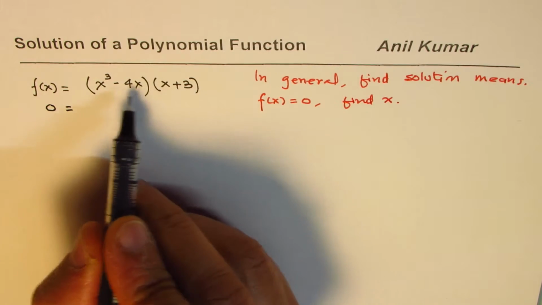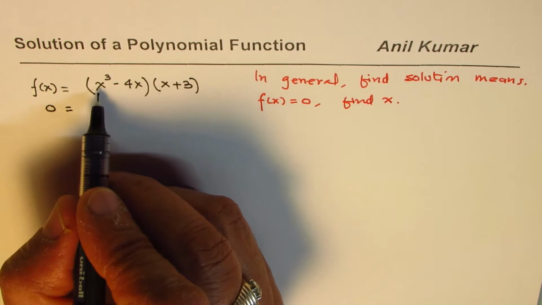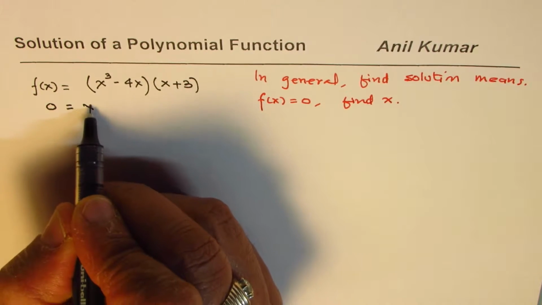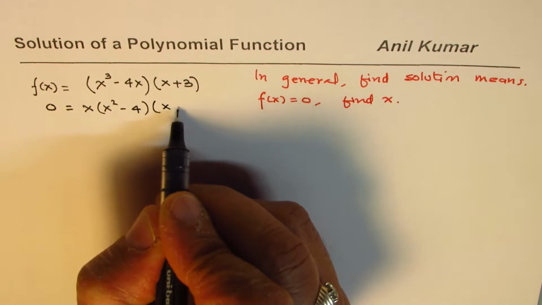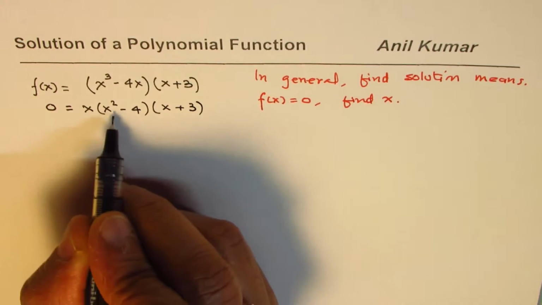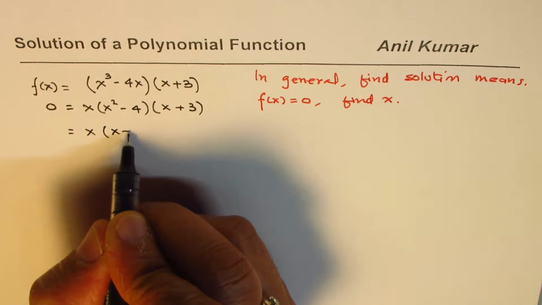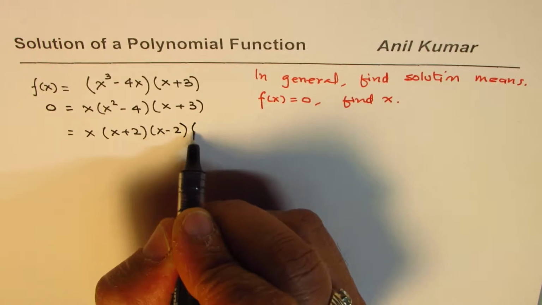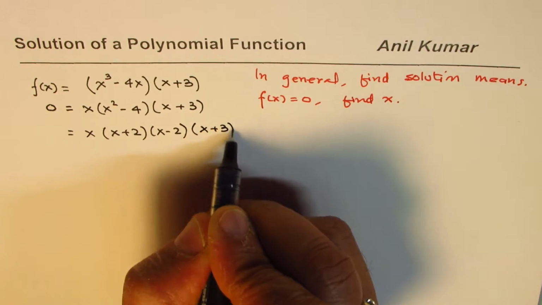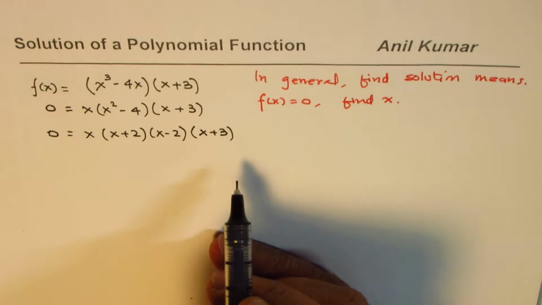Now this equation can be further factored. Let me factor it to find the solution. We can take x as common, so we'll have x times x squared minus 4 times x plus 3. And this is a difference of squares, so we can factor that also. We get x times x plus 2 times x minus 2 times x plus 3. So that is how we can write down the equation in completely, fully factored form.